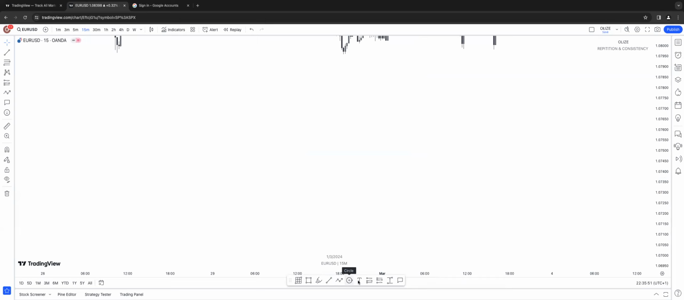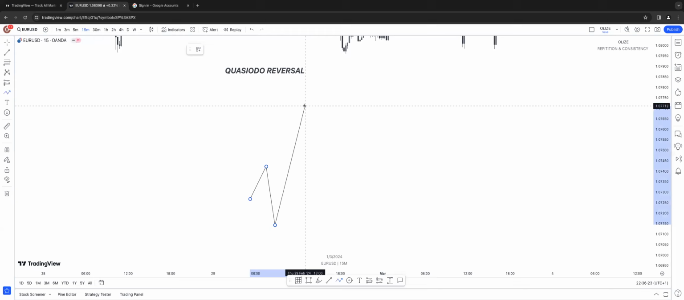So scaling down to the last one, Quasimodo reversal. Okay, so this is actually my most traded entry model. It's also called the reclaim zone.